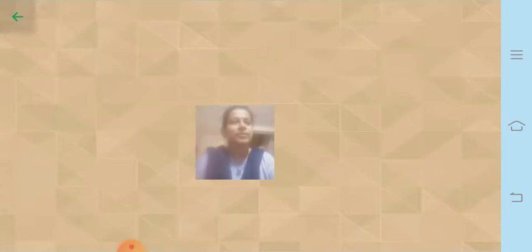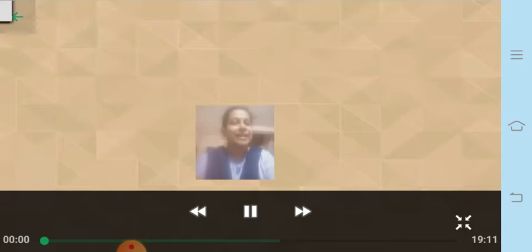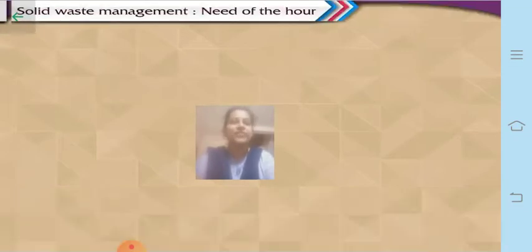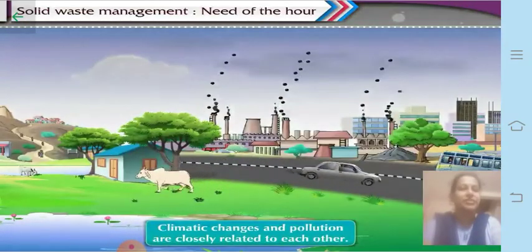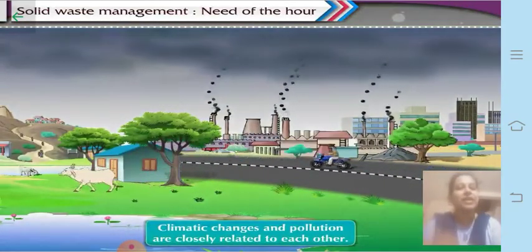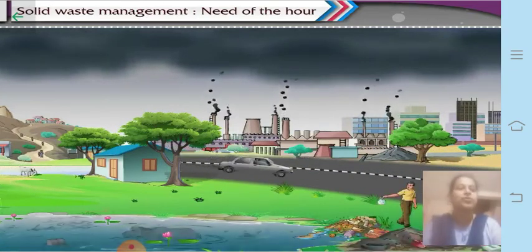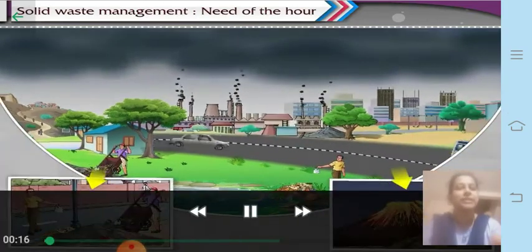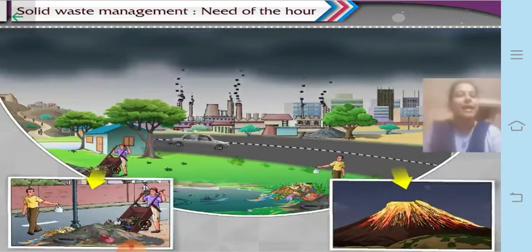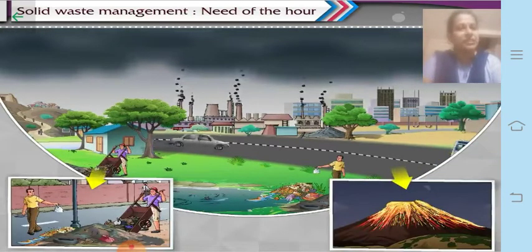Today in Environmental Management we shall learn about how we can manage solid waste. So, solid waste, the need of the hour. Really, it's a need of the hour. Let's see why. Now you have learned about climatic change. Climatic change and pollution are closely related to each other, because of pollution, climatic change is taking place faster. And how is it taking place faster? It's because of the pollution which is caused.